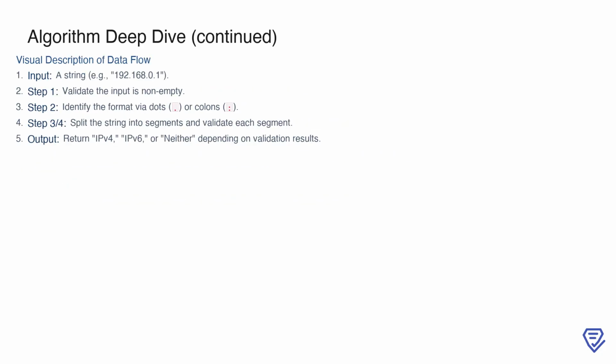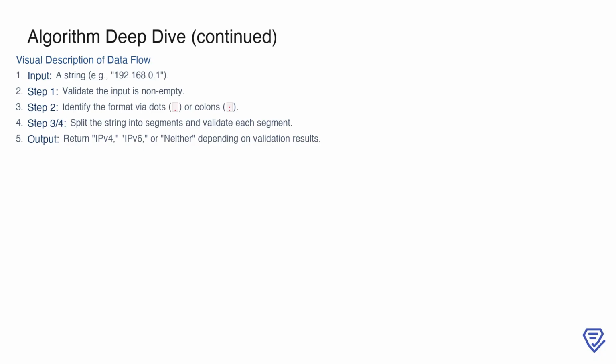The data flow for this algorithm can be visualized as a series of logical steps. First, the input string, such as 192.168.0.1, is received and checked to ensure it is not empty. Next, the format of the address is identified based on the presence of dots or colons, which indicate potential IPv4 or IPv6 formats, respectively. Following this, the string is split into segments, and each segment is validated according to the rules of its respective format.